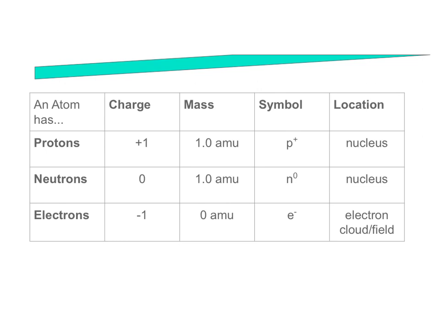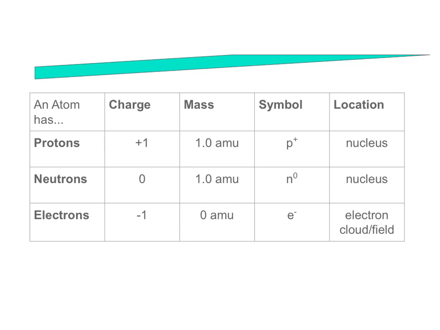Then we have neutrons, which have a charge of 0, a mass of 1 AMU as well, and their symbol is N, and since it has 0 charge, it is to the 0 for that symbol. And it's also located in the nucleus. Then lastly, we have electrons, which have a negative charge. They have negligible mass, so their mass is not significant, so we just say that they have 0 AMU for their mass, and their symbol is an E with a minus sign, and they are located in the electron cloud or the electron field.